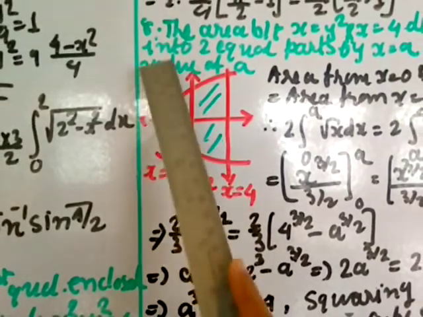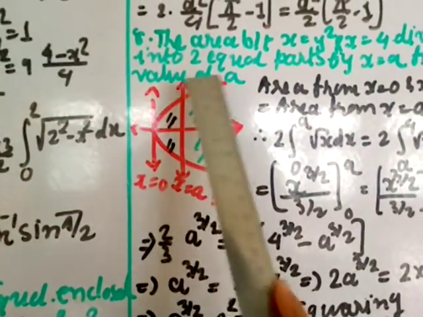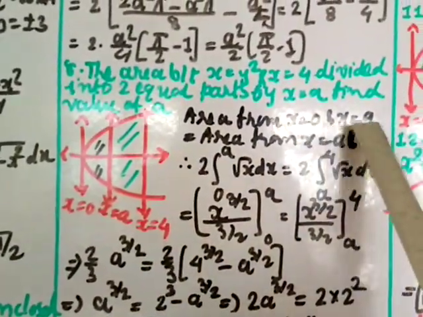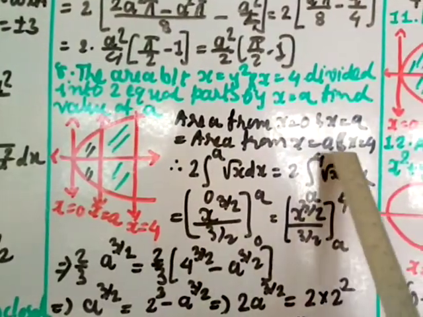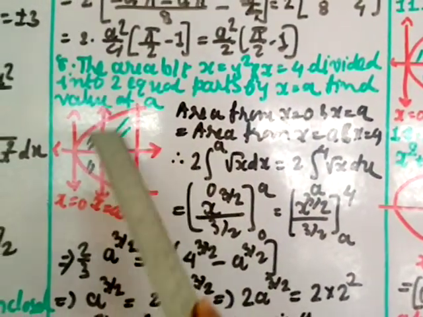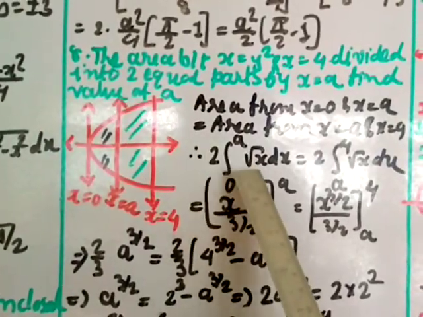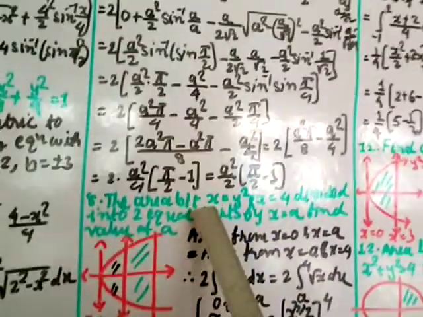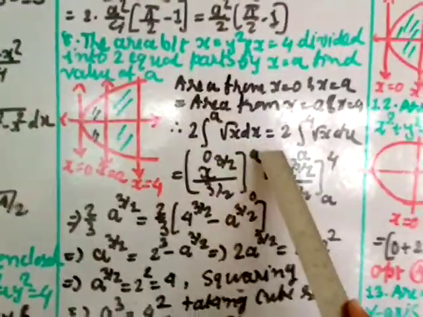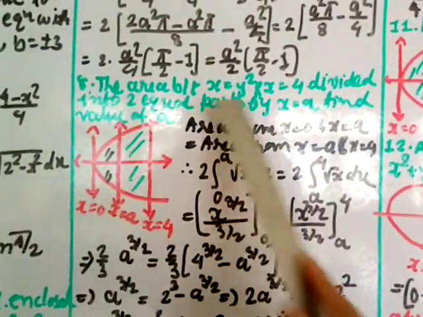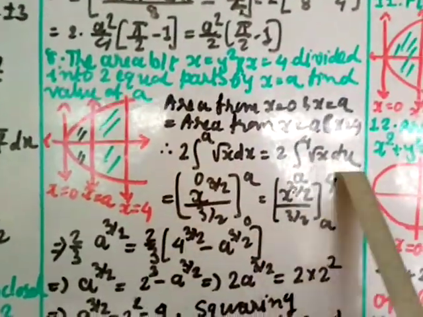So this is from x equal to 0 to x equal to a, and from x equal to a to x equal to 4, and we have to find the value of a. Area from x equal to 0 to x equal to a equals area from x equal to a to x equal to 4. So I am taking 2 times integral 0 to a root x dx. Why root x? Because y square is equal to x, so we take root x. So root x dx equals 2 times a to 4. The function will be the same, only the limit is changed. Root x dx. The 2 cancels.